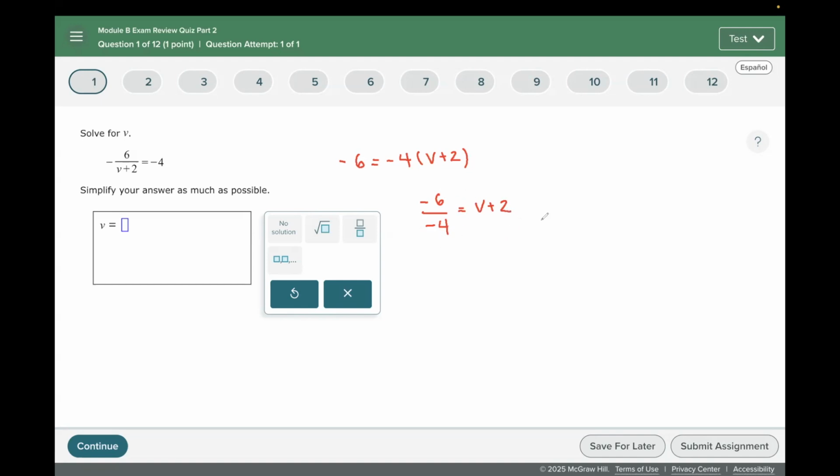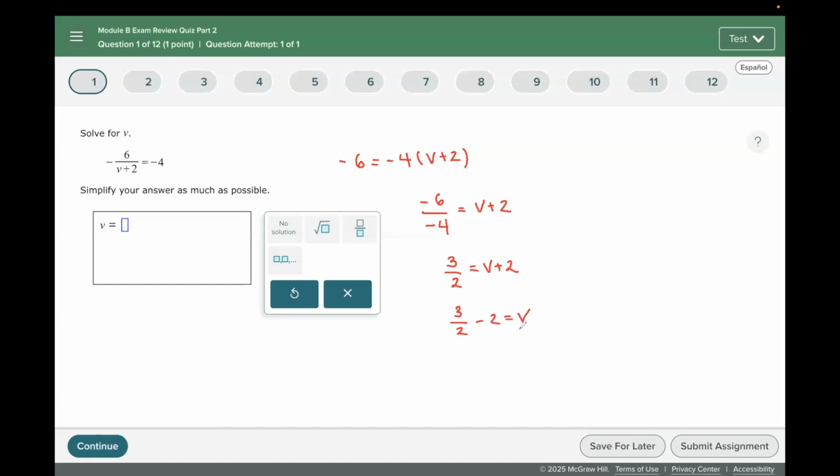And -6 over -4, that's positive. And I can divide both 6 and 4 by 2. So I have 3 over 2 equals V plus 2. And to solve for V, I'm going to subtract 2 from both sides.